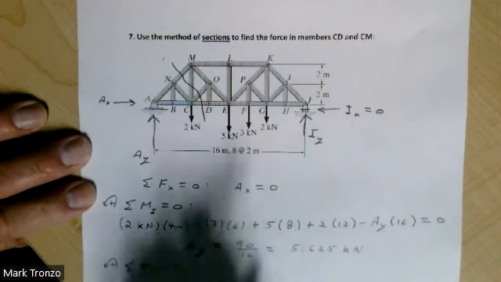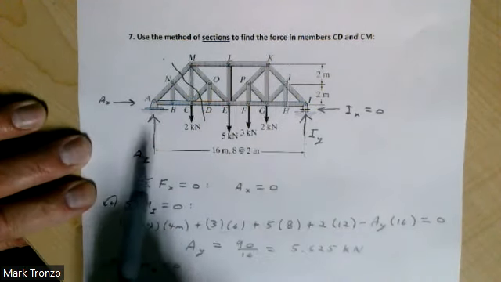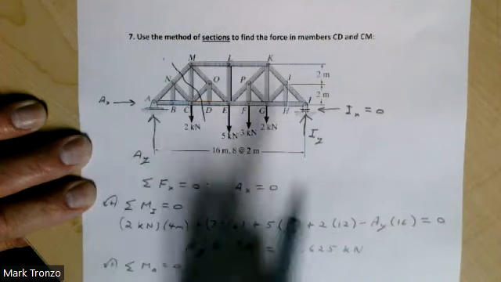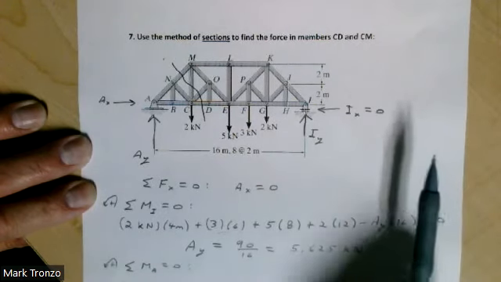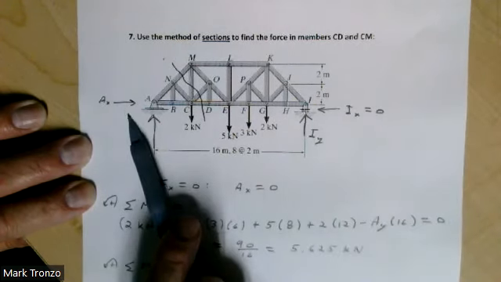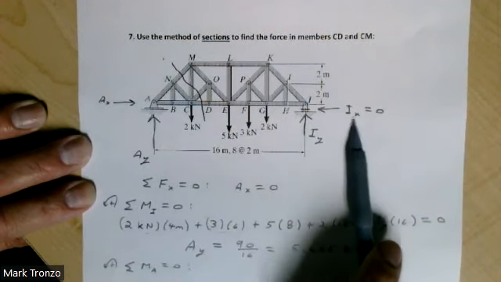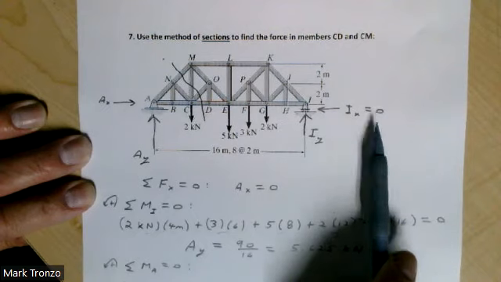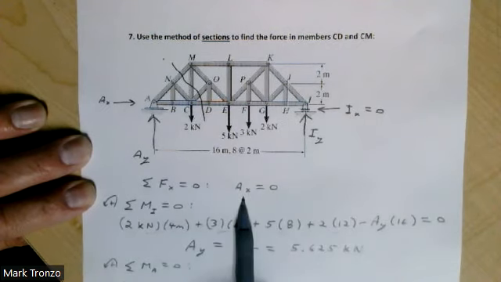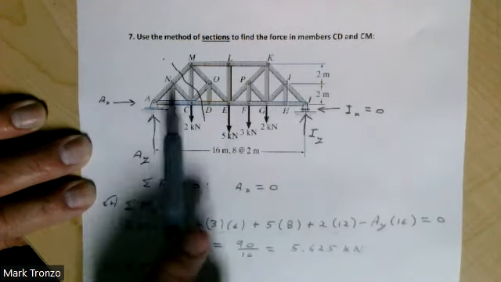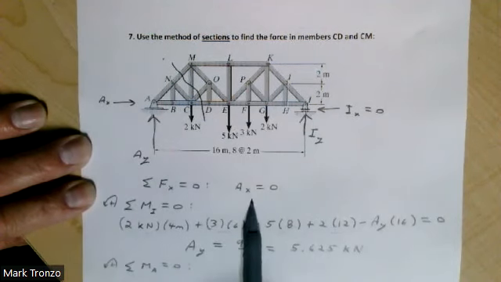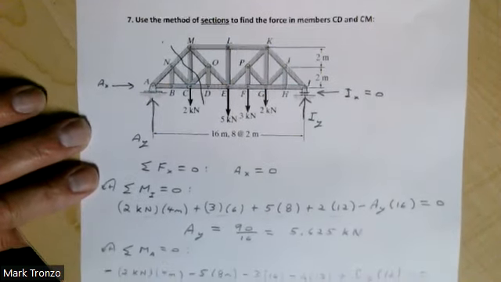So first of all, we want the reaction of IY and AY, and also we need AX. Now, because this is on a roller, IX is 0. So that means when we sum the force in the X direction, there's nothing else in the X direction except AX. So AX has to be 0.